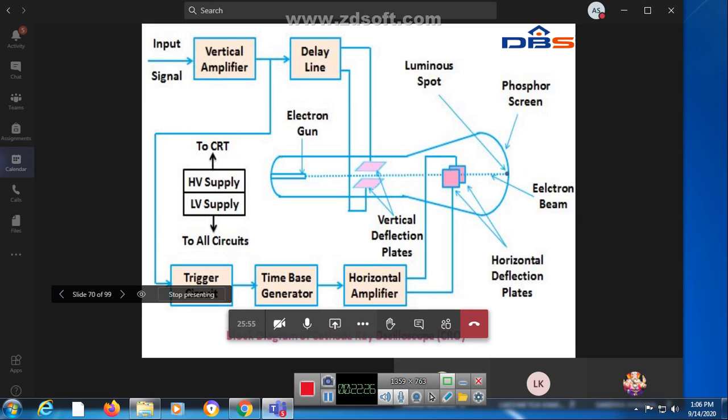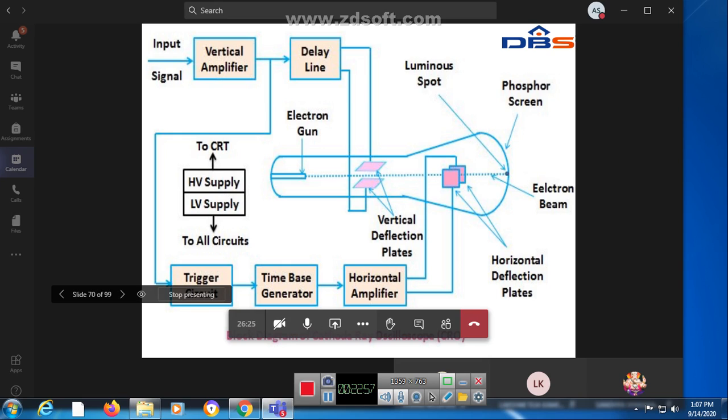So this is CRO, this is CRT. In the CRT you have to display the signals. See, this is the electron gun. This has one material, either phosphorus or anything. Whenever you give the supply, it emits electrons. These electrons will move along this direction.